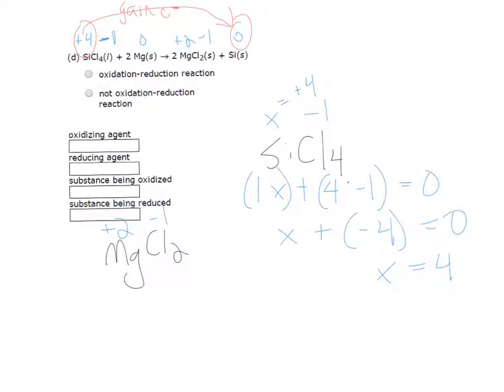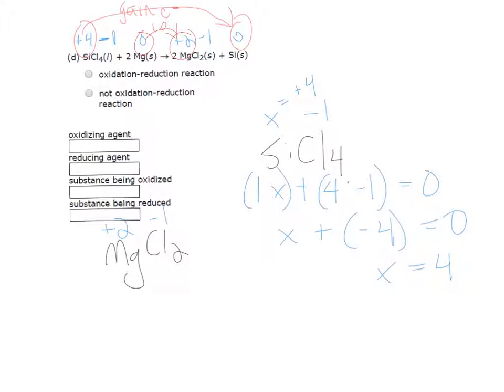Chlorine is -1 on the left side of the equation, and also -1 on the right side of the equation. Chlorine was not oxidized nor reduced, but magnesium was. Magnesium started out with a 0 oxidation state, and it went up to a +2.